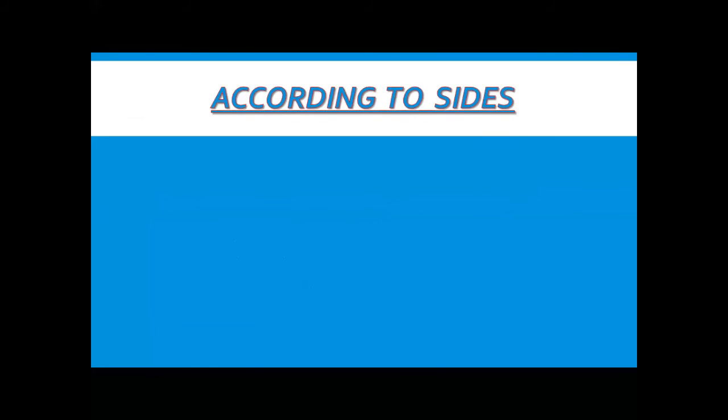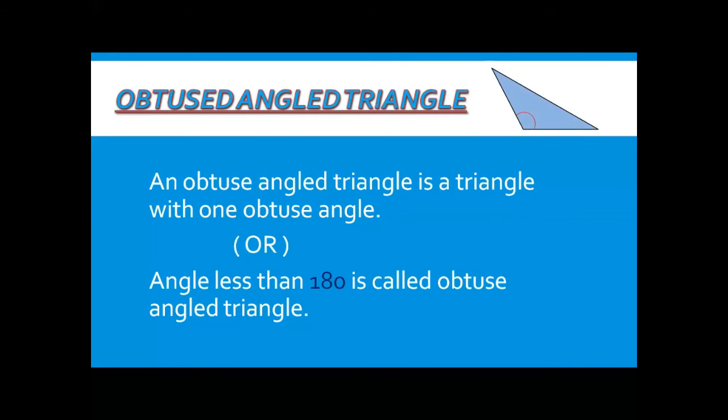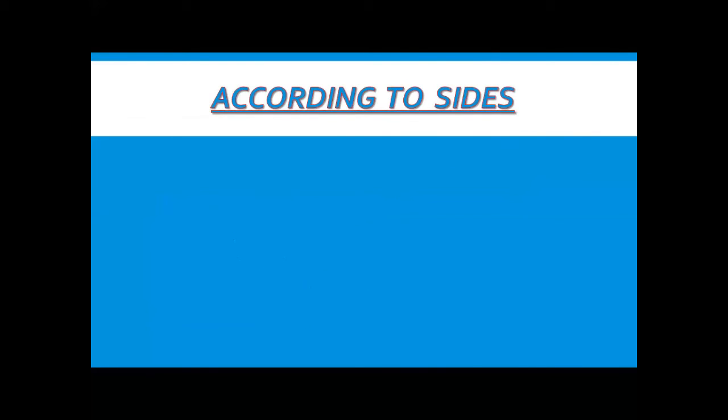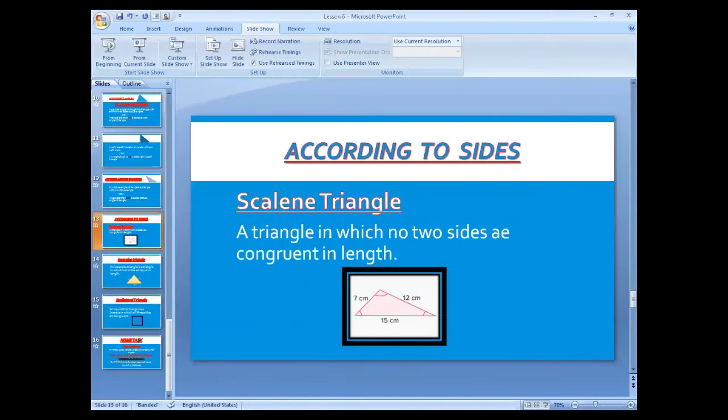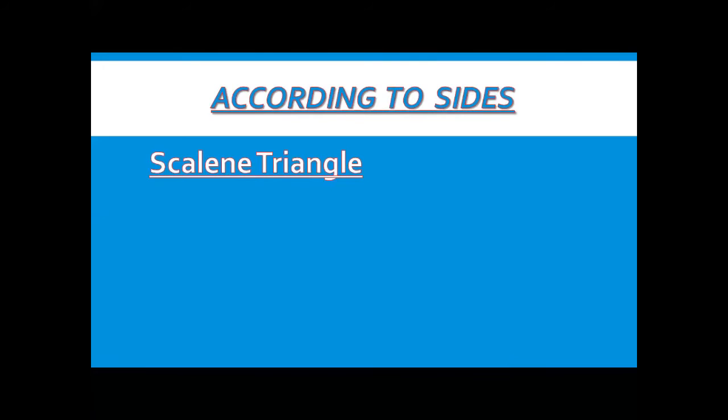Now, so these all are the three types of triangle by angles. Now the second classification is sides of triangle. So for the sides of triangle, we have three types. All of you know that we have three sides of triangle. So the first type is scalene triangle.